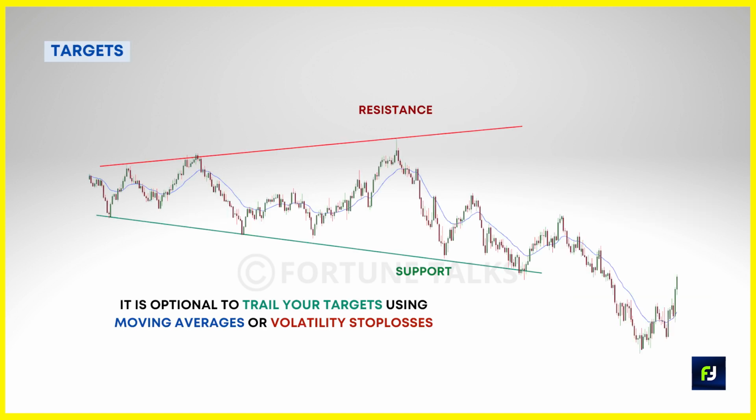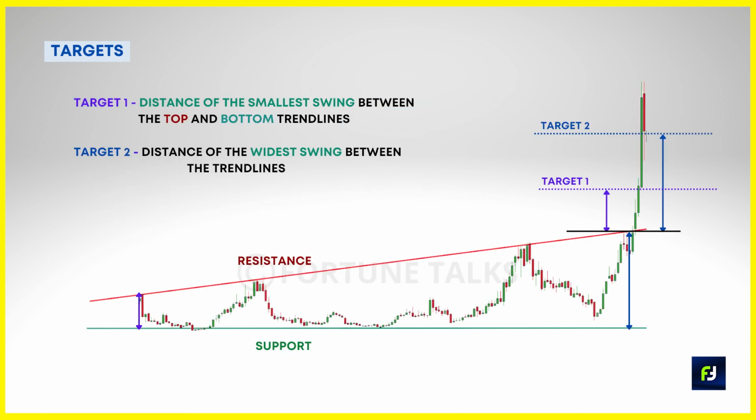For this pattern, I won't be really interested in trailing my targets. I'm satisfied with the projected targets. So you can set 2 targets using the price projection method. The first target would be equal to the distance of the smallest swing between the top and bottom trend lines. This distance is further projected above or below the trend line depending on whether it was a breakout or a breakdown. The second target level will be equal to the distance of the widest swing between the trend lines, which is projected from the breakout point.